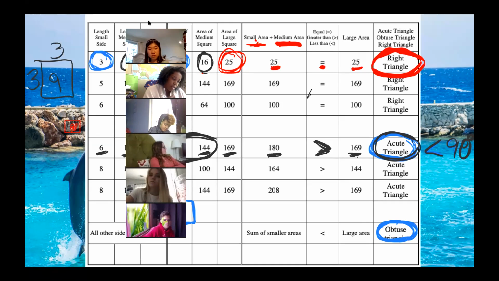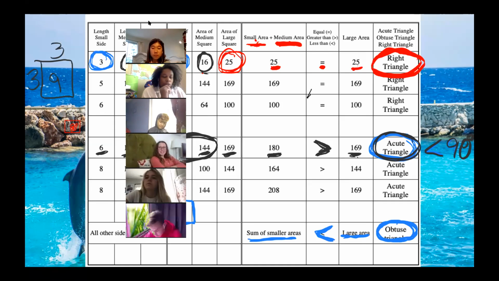Which is here, the sum of the smaller areas has to be less than the sum of the large area. What's weird is obtuse is really large, right? It's greater than 90 degrees, but the sum of the small and medium have to be less than the large. Acute is less than 90 degrees, but the sum of the small and medium have to be greater than the large. And if you want something to be a right triangle, it has to equal.